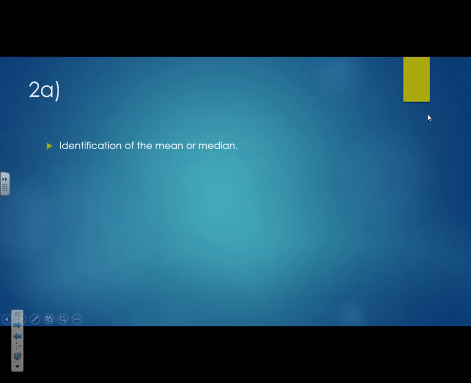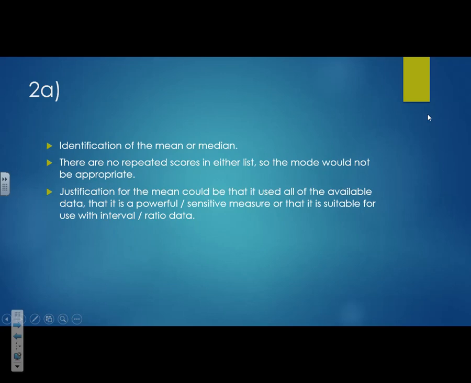Right. A2, if you mention mean or median, then you're fine. There's no repeated scores, so mode would not be appropriate. So if you mention mode, that is not right. It's either mean or median. And then you could justify the mean by saying it uses all of the available data, it's a powerful and sensitive measure, or suitable for interval and ratio data. Don't worry about the interval and ratio data. We will look at that at A2, possibly if you're lucky in bridging over AS.